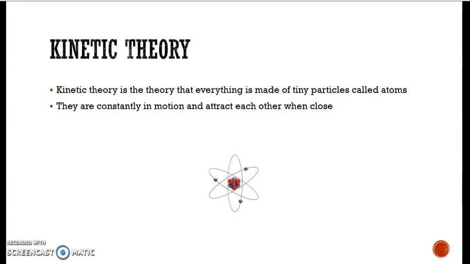I'm sure you know, an atom is made of electrons, protons, and neutrons. Neutrons and protons form the nucleon and they are in the middle. Electrons are on the outside and they circle around the nucleon.